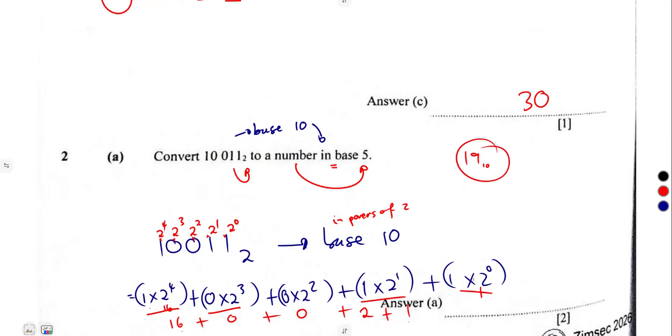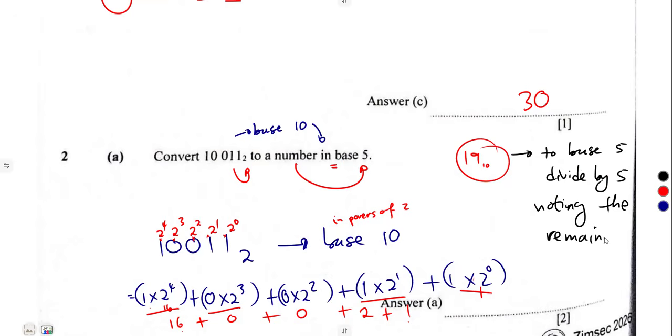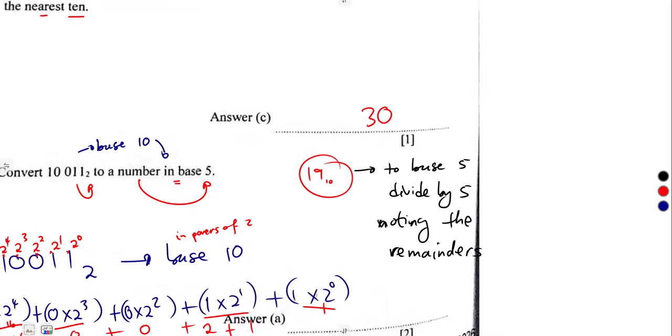So from base 10 to any other base, you can do that by dividing by the base. So that is to base 5. So to base 5, you're simply going to divide by 5, noting the remainders. So that is the concept. So you divide by the given base that you are to consider, the base of 5. So 19 divided by 5, noting the remainders. So here we are going to have this column of the remainders.